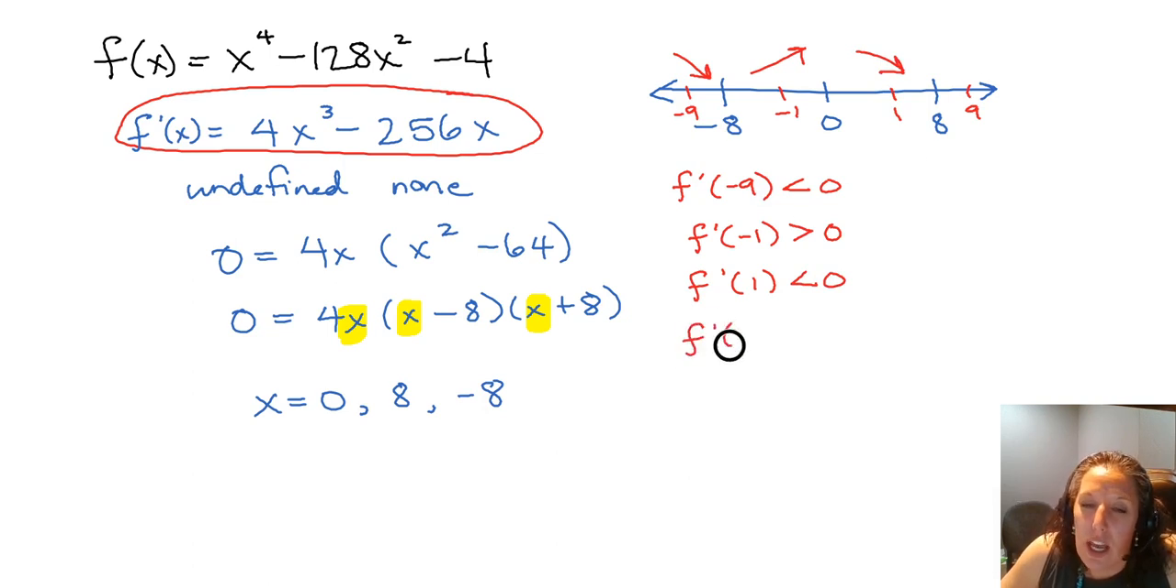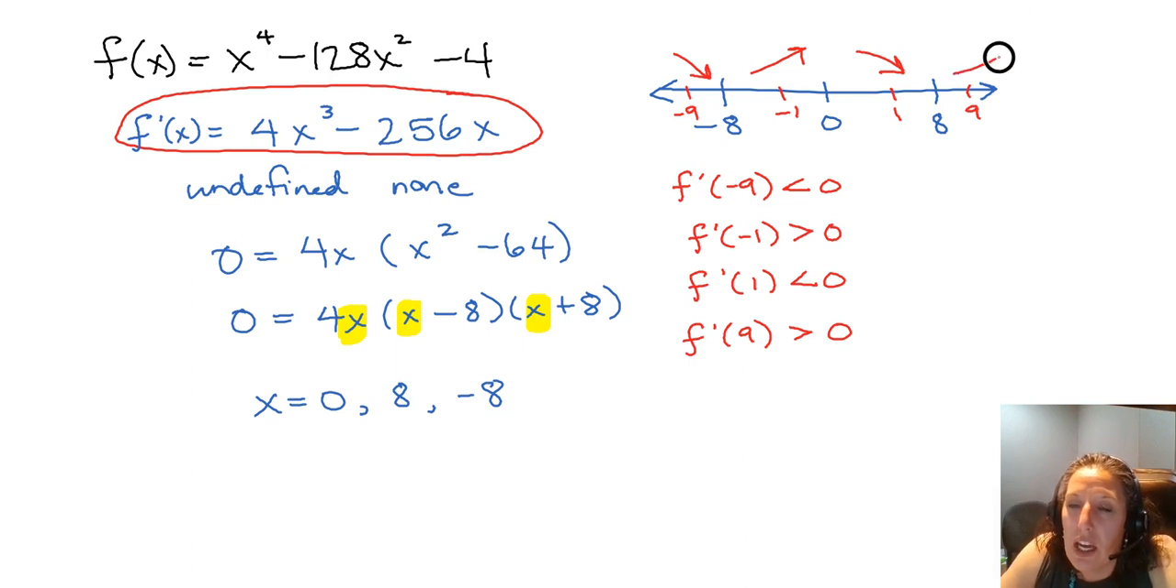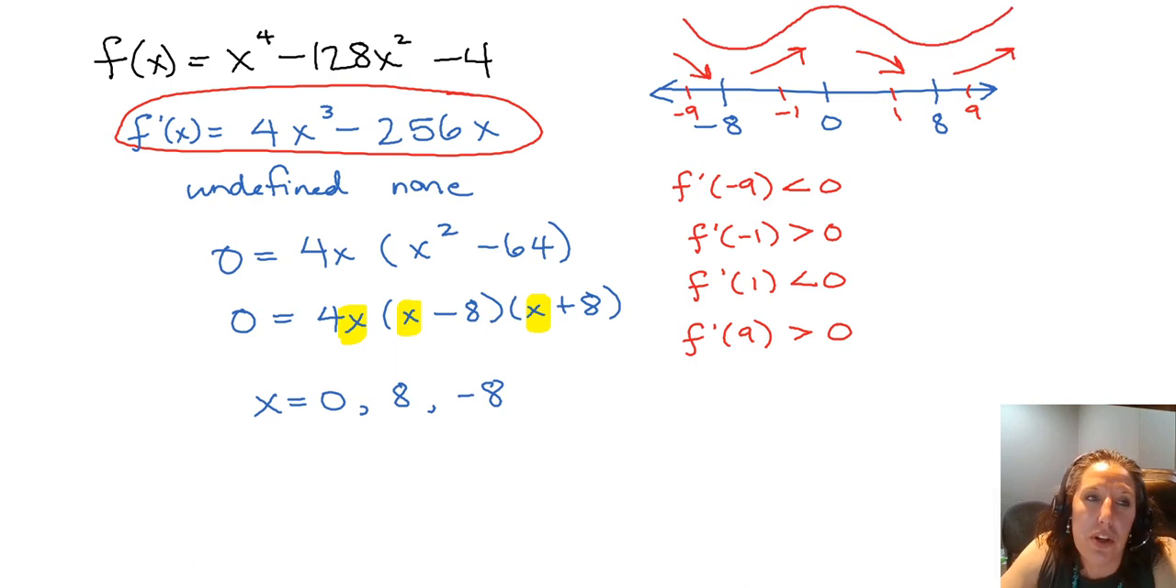And then if we plug in a +9, now the 4x cubed, the first term, is going to be dominating. And so it's going to go back to increasing. And so we can see that our graph is going to go down and then back up and then down and back up, kind of like a roller coaster. So those points are going to give us relative maxes and mins at all of them. Now that's just telling us where those max and mins occur, at 0, -8, and +8.